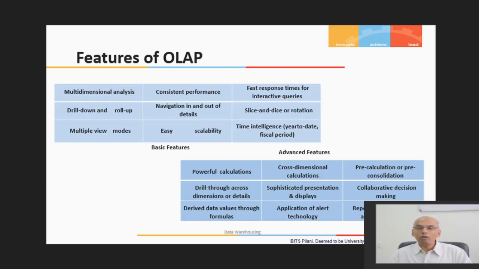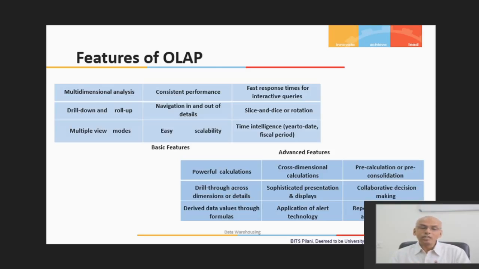And then they may want to look at multiple views, because they may have to look from a different perspective to get a better appreciation. It should be easily scalable and should have time intelligence. That is to say, what is a fiscal period, what is the time year to date, etc. It is also necessary to have more advanced features, because analysts are becoming more and more savvy and would like to do far more operations, and businesses are becoming more complex.